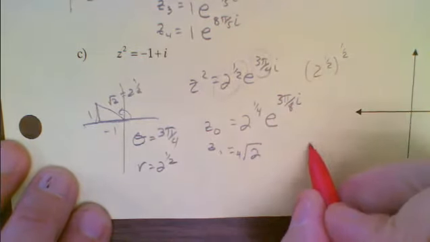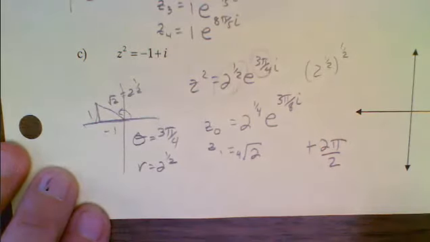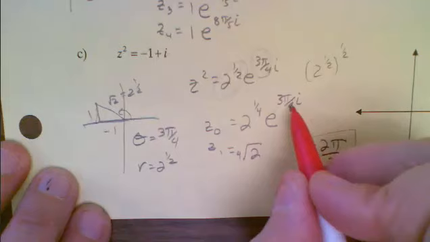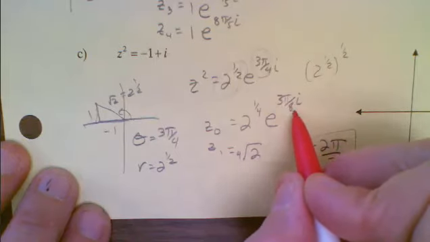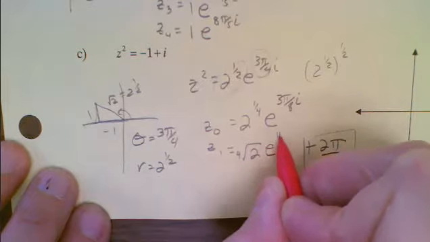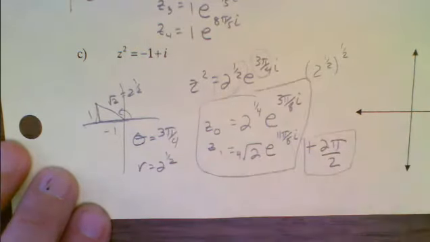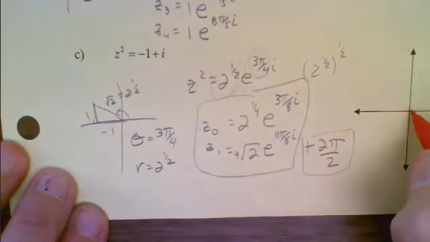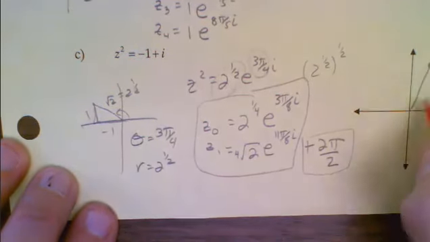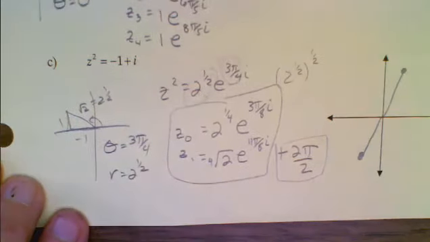What am I adding each time? I'm adding 2 pi over 2, so I'm really just adding pi. So if I'm at 3 pi over 8 and I add pi, which is 8 pi over 8, I get 11 pi over 8 i. So there's my 2 answers. When I go to graph that, 3 pi over 8 would be here, and 11 pi over 8 would just be opposite that, because I added pi to get there.